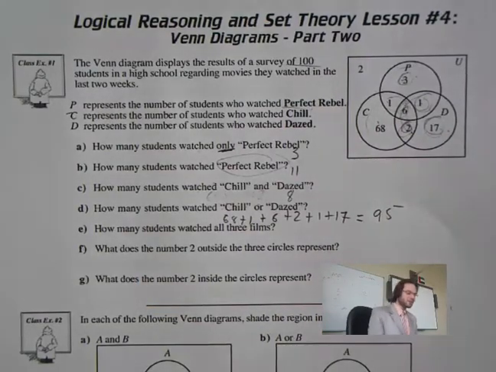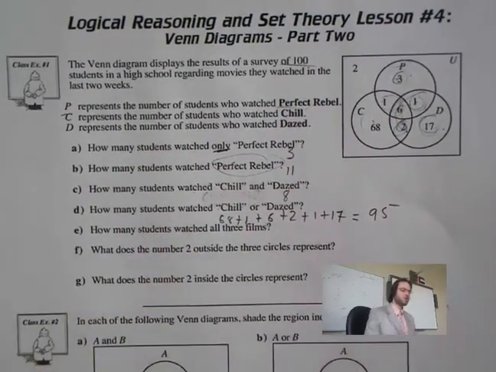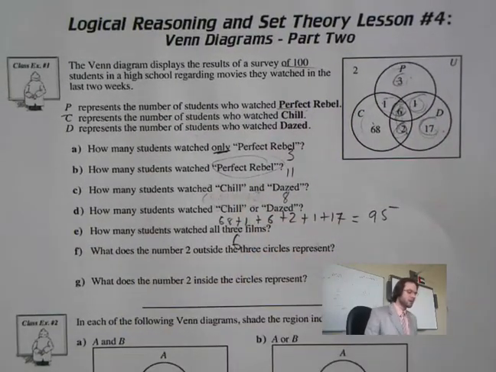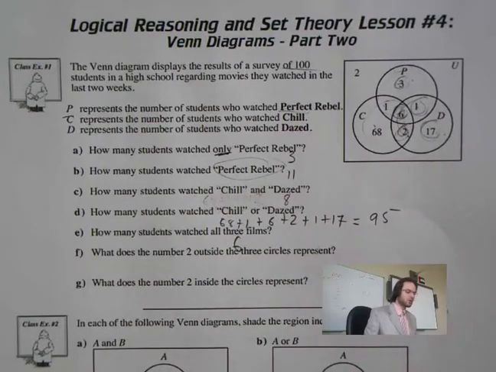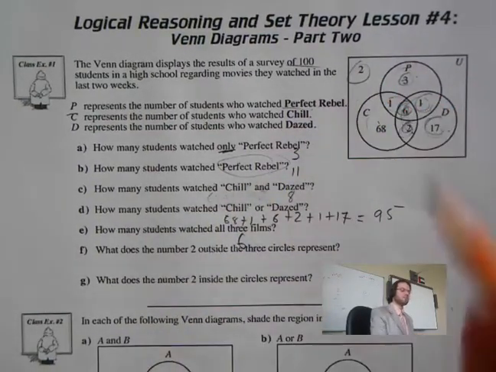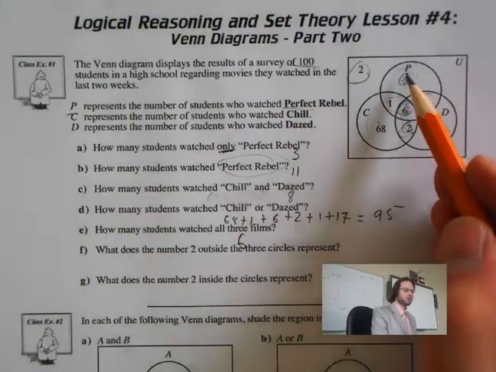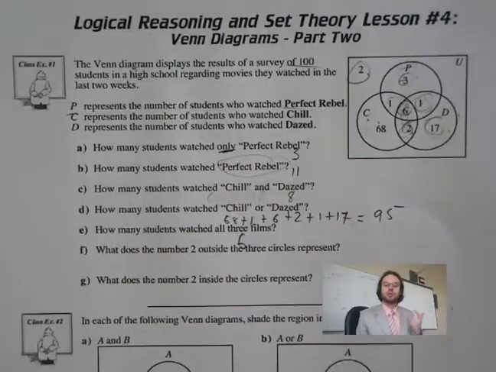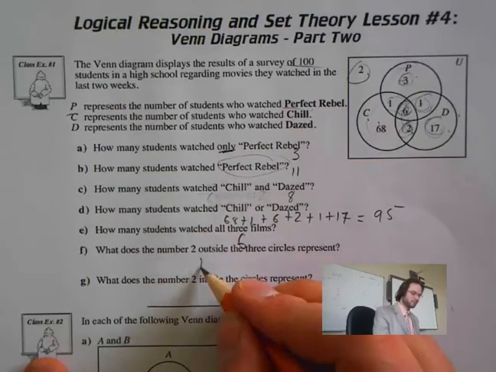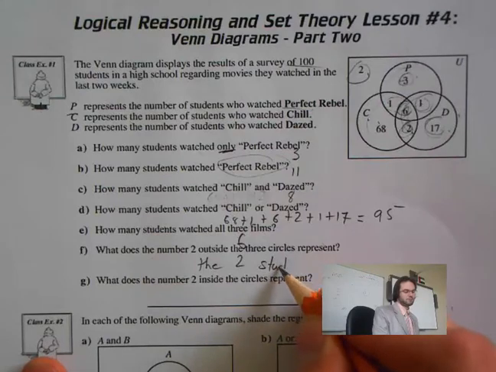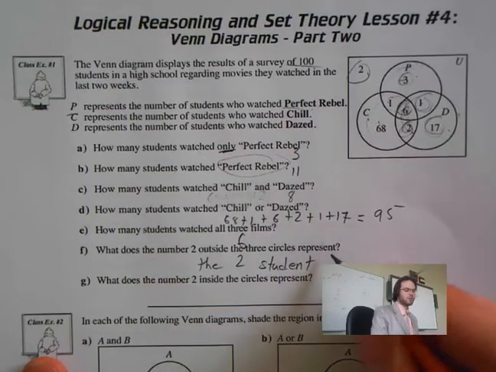All right? Next one says, how many students watched all 3 films? Well, that's the one in the middle, which is 6. Okay? What does the 2 outside the 3 circles represent? Well, these don't belong to Perfect Rebel, Chill, or Dazed. So that means those are the 2 students that watched neither. That didn't watch any of the movies.